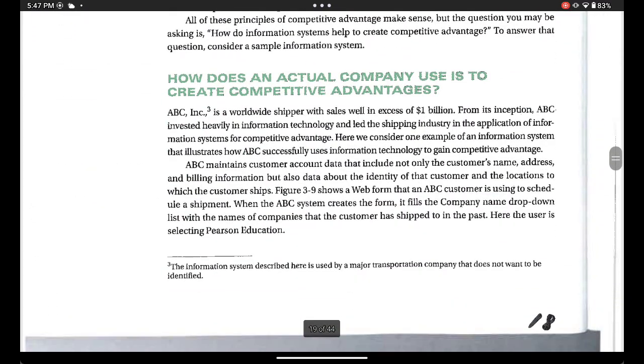How does an actual company use it to create a competitive advantage? How does it use an information system to create a competitive advantage? This is an example where a company uses all the customers' information, stores it on a file, and basically stores everything relating to the customer. This will give a competitive advantage, right? By doing this with the information system, because you've got all the information about the customer, your number, your address. It's efficient, it's effective, right? If you want to order something, you can send messages to customers. So basically, all this will help you in the long run.